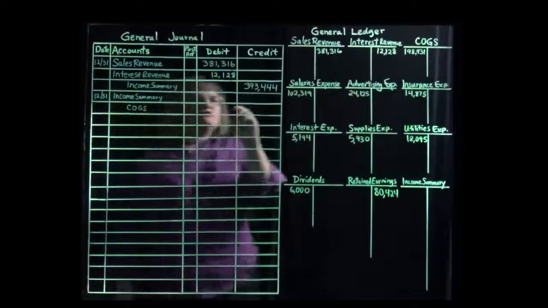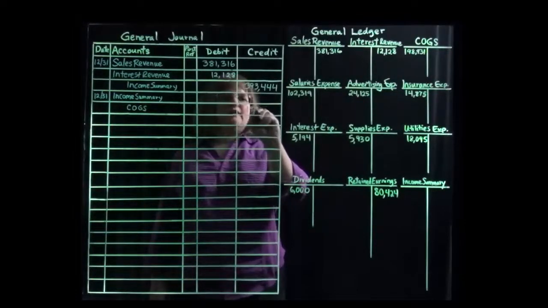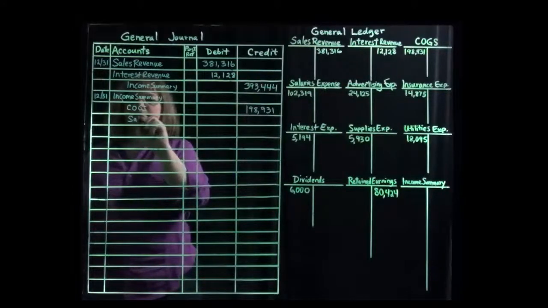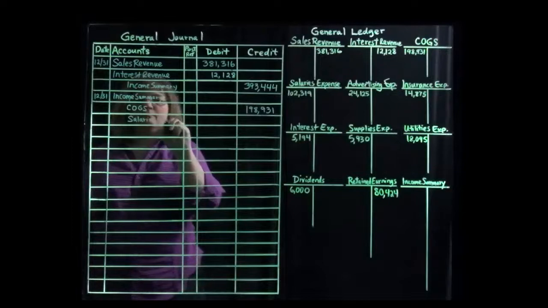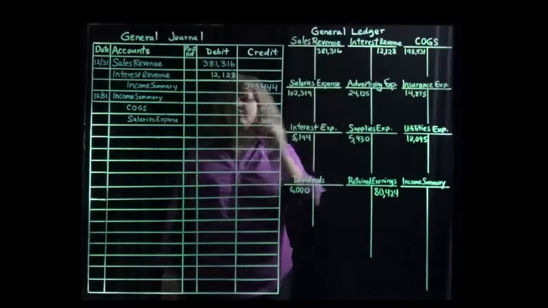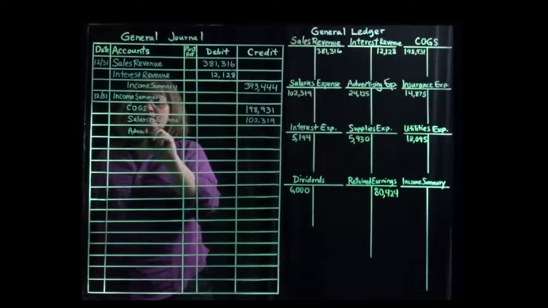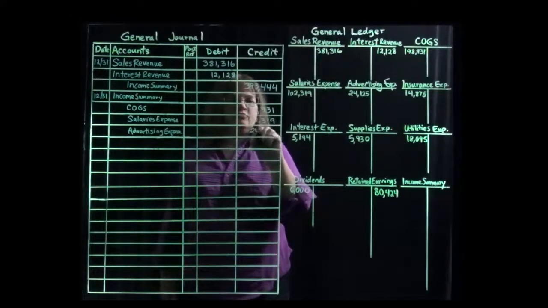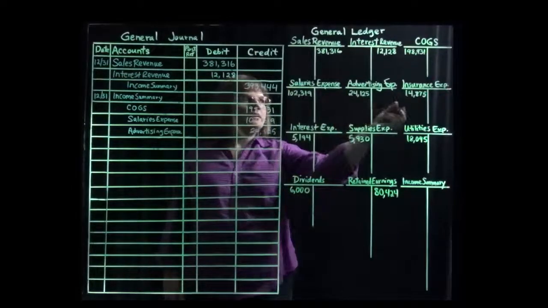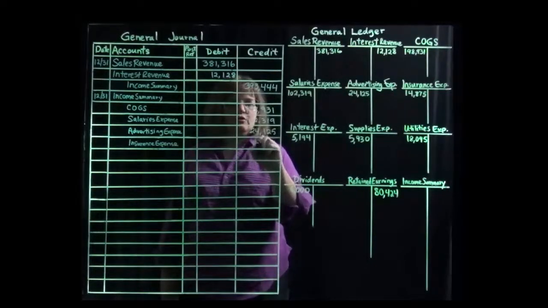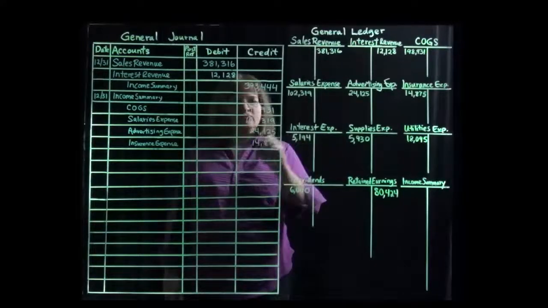So cost of goods sold is going to be credited for $198,931. Salaries expense is going to be credited for $102,319. Advertising expense will be credited for $24,125. Insurance expense will be credited for $14,875.